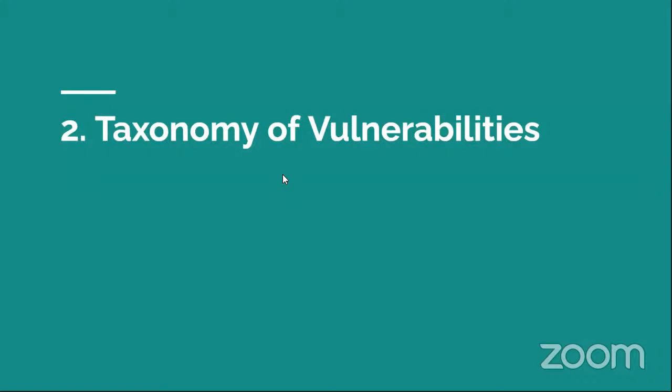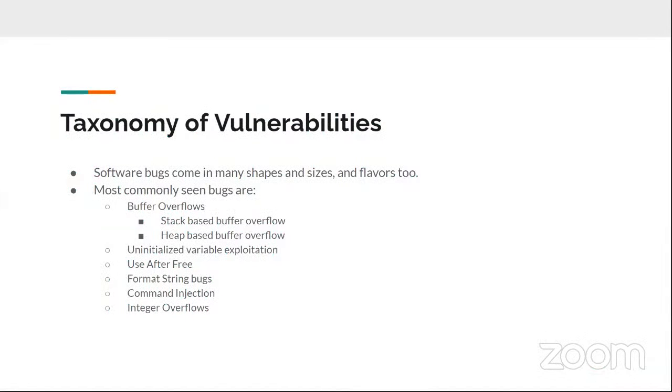Okay, starting with the taxonomy of vulnerabilities. Software bugs come in many shapes and sizes, and there are different flavors too. For example, there can be variations in size and the vulnerability access or the bug triggering in the same vulnerability class, but by different flavor, I mean different vulnerability classes. So most common bugs are usually buffer overflows, which come in two different flavors. One is stack-based buffer overflow, and another is heap-based buffer overflow.